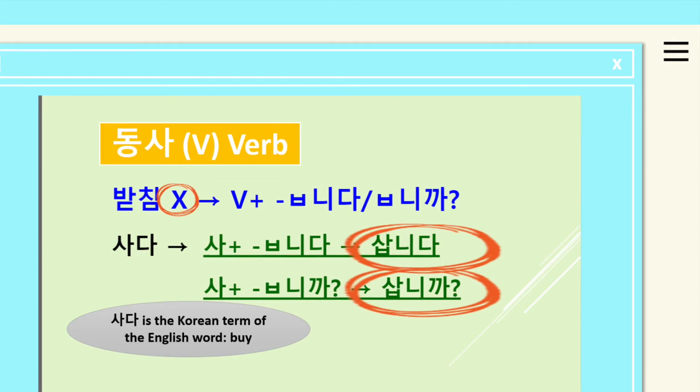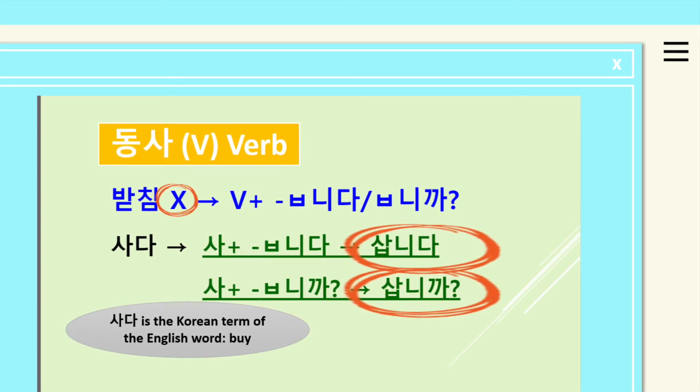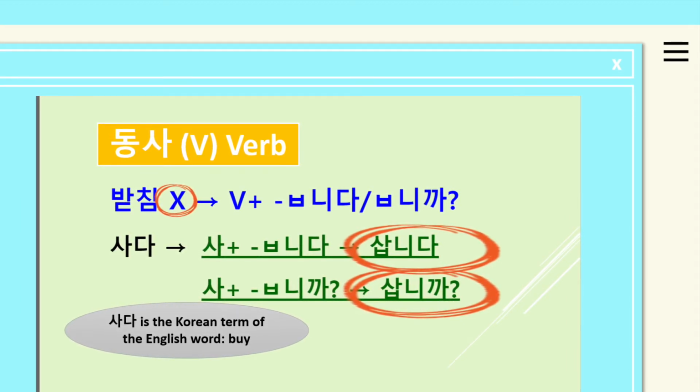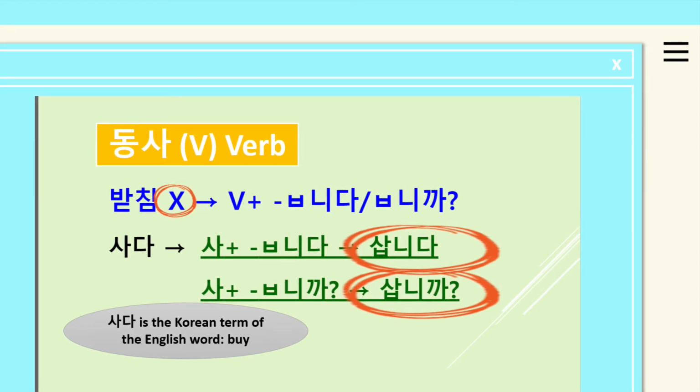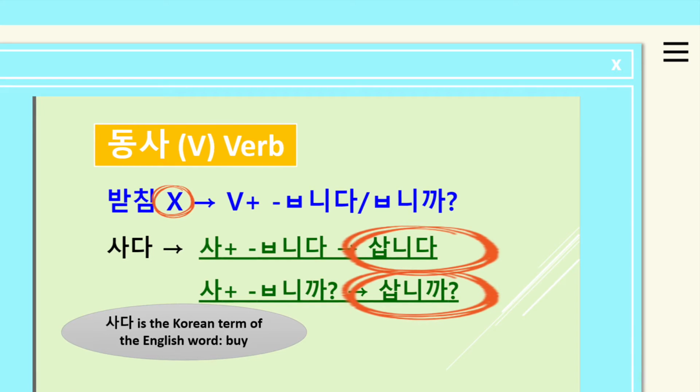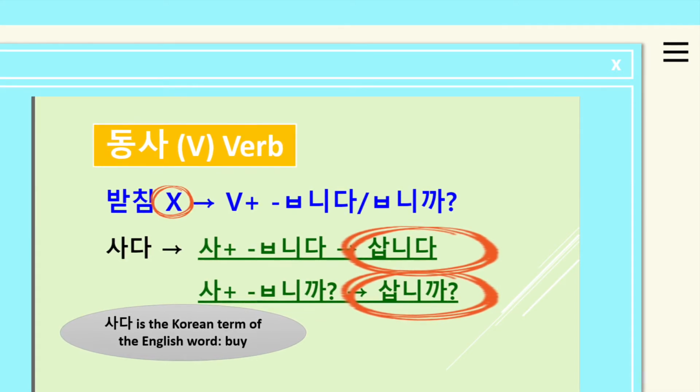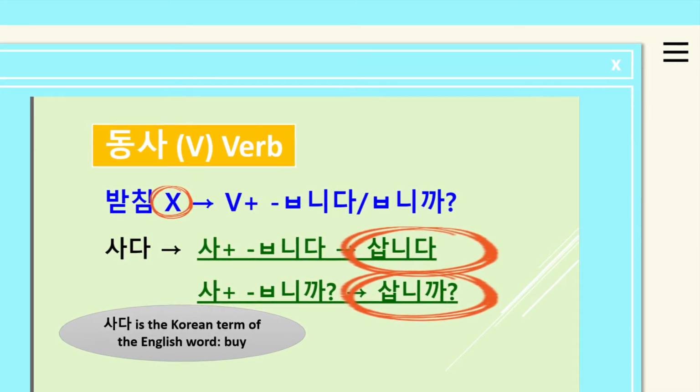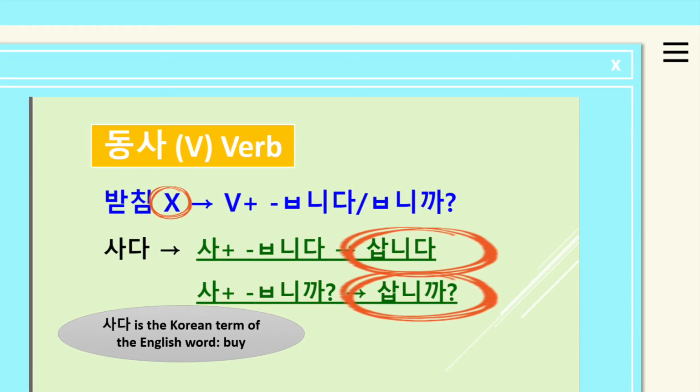So example, 사다 will become 삽니다. While changing it to question mark from 사다, it will become 삽니까. We add 사 and ㅂ니까. Therefore, we pronounce it as 삽니까.